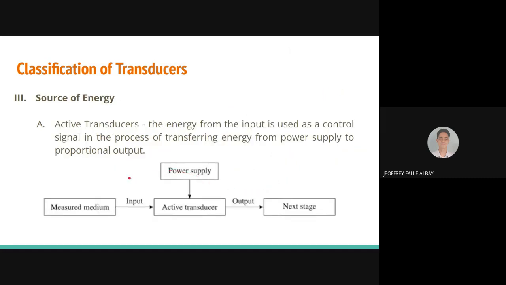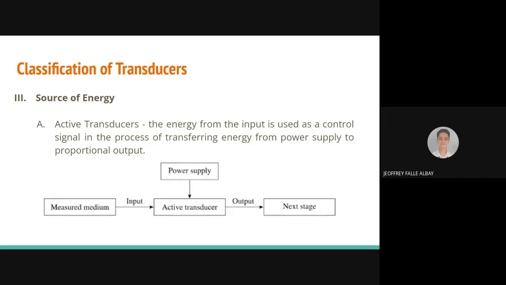The last classification is the source of energy. Under this category, there are usually two types of transducer, and these are active and passive. First, we will discuss the active transducer. The energy from the input is used as a control signal in the process of transferring energy from the power supply to a proportional output. Below is the block diagram of the active transducer.